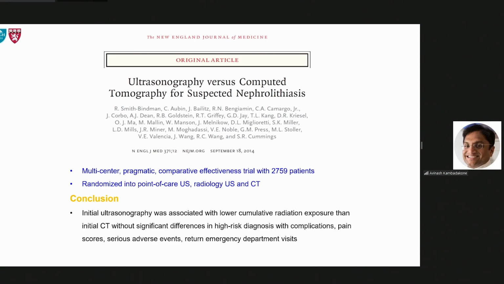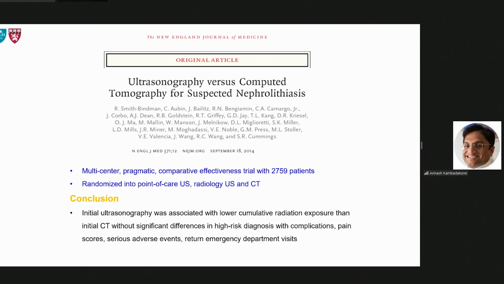What they found was initial ultrasonography was associated with lower cumulative radiation exposure than initial CT, without significant difference in high risk diagnosis with complications, pain scores, serious adverse events, or return to emergency department visits. Now, they did notice that a significant number of subjects in the ultrasound groups, more so when the ultrasound was performed by the ER physicians than radiologists, required additional imaging after initial ultrasound. And ultrasound was less sensitive than CT for diagnosis of stone disease, but it did not impact patient outcome.